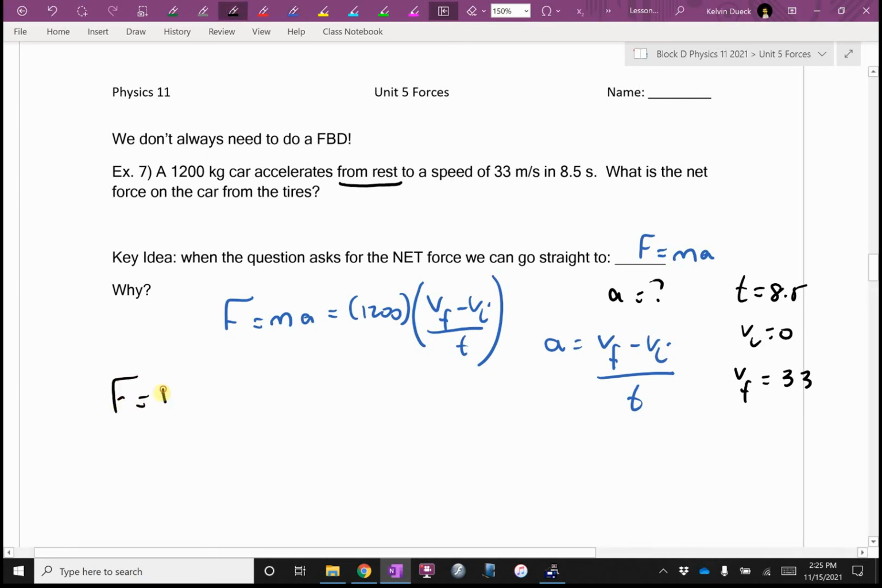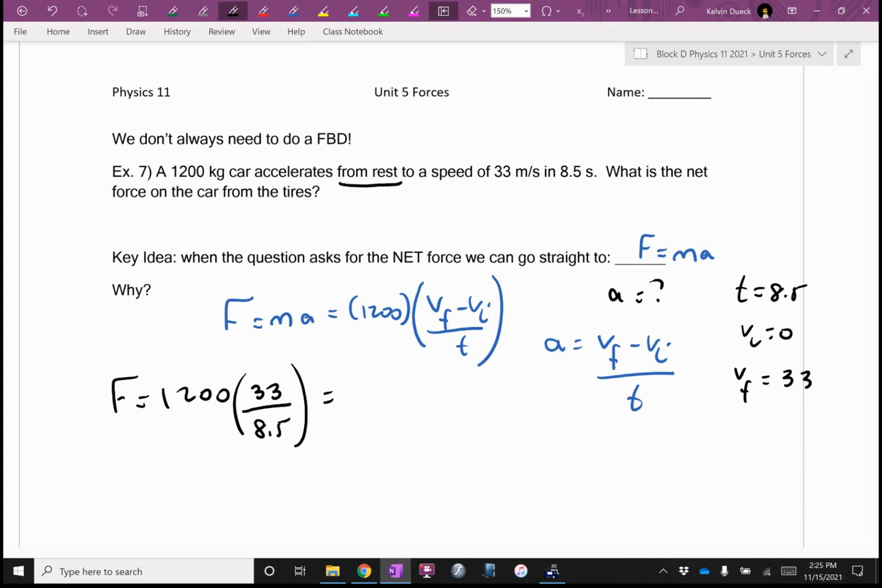So M was 1200. I am going to ask you to type this in. I'm coming back to you, Dan, so make sure you're ready, okay? VF is 33. What was VI? Does minus 0 make a difference? Over 8.5. So it's going to be 1200 times 33 divided by 8.5.